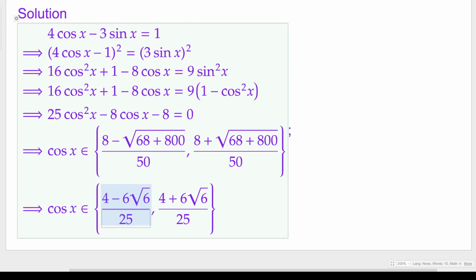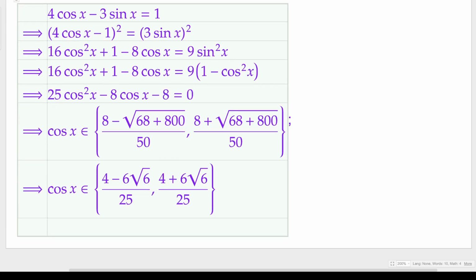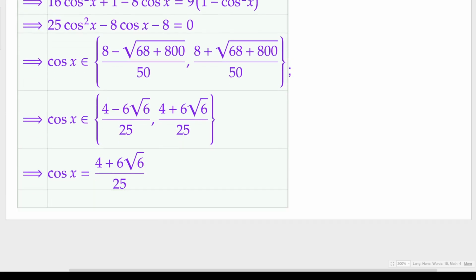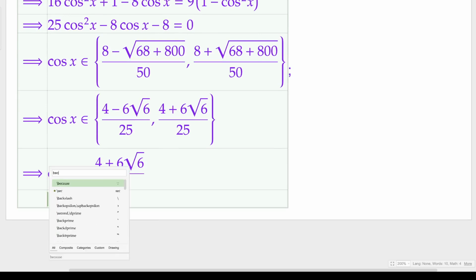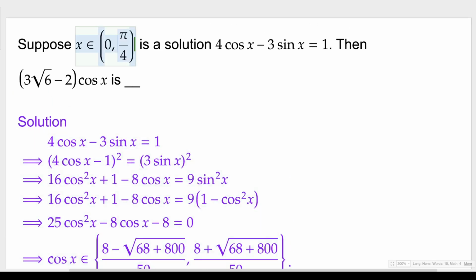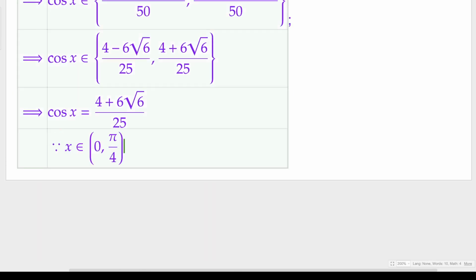So in this case, the only acceptable value for this cosine of x would be the positive value. And what is the reason? Comment below whatever reason you think. Pause the video and comment it out. The reason is that it is clearly mentioned in the problem statement that x belongs to this particular interval, and because of that, the negative value gets rejected. So I hope that is clear.